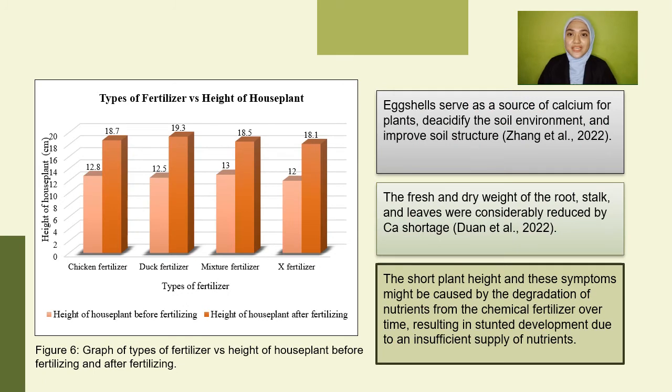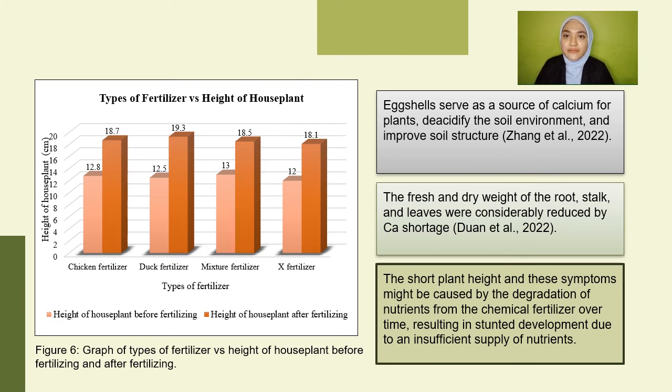Based on figure 6, the height of the first Syngonium phylum before and after fertilizing with chicken fertilizer was 12.8 and 18.7 cm respectively. Next, the height of the second Syngonium phylum before fertilizing was 12.5 cm and after fertilizing was 19.3 cm with duck fertilizer. Besides, the third Syngonium phylum's height before and after fertilizing with mixture fertilizer was 13 and 18.5 cm respectively.